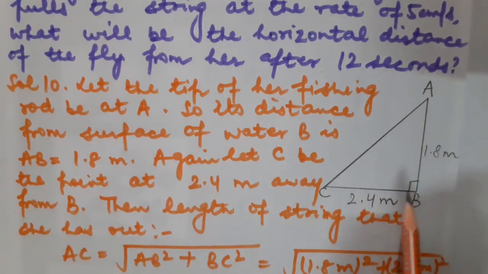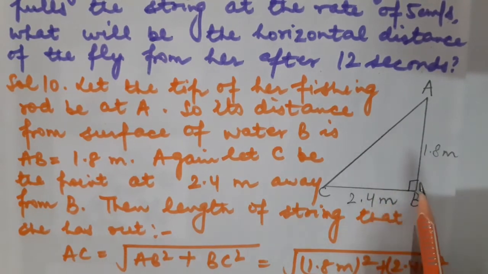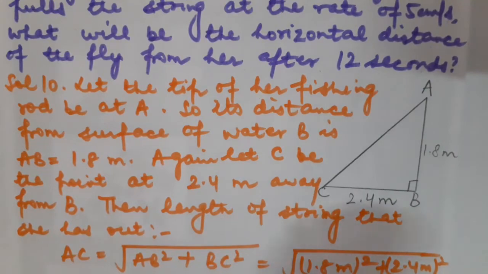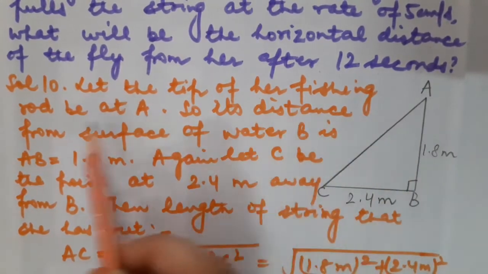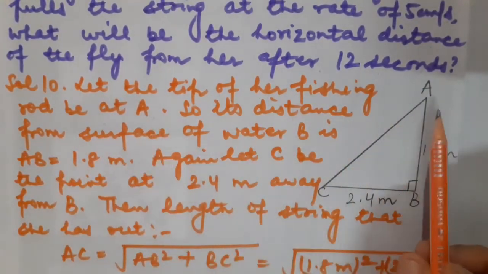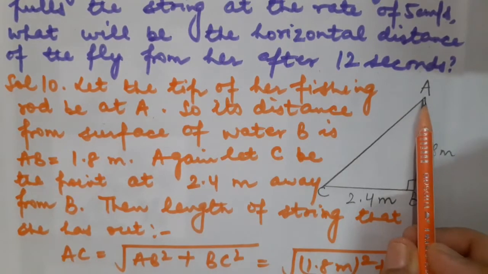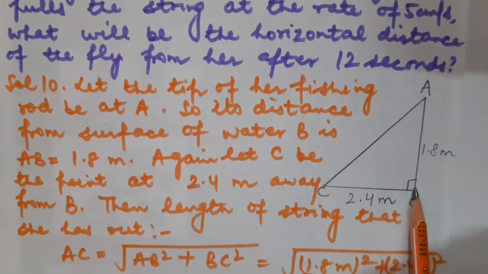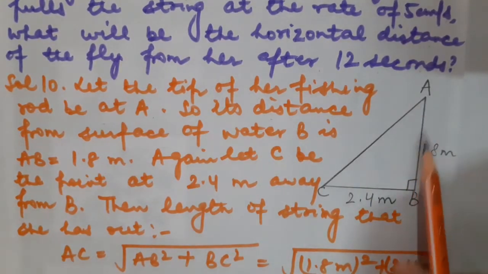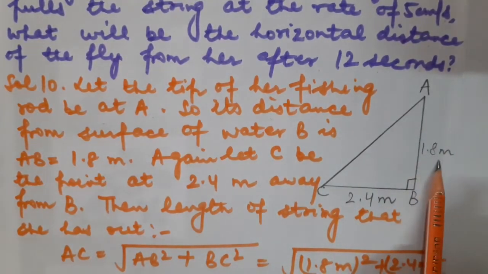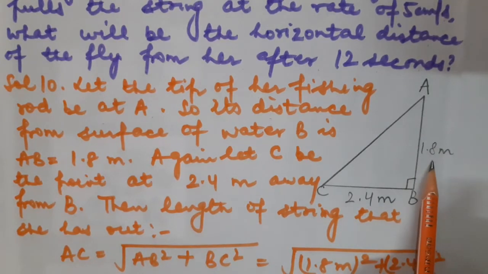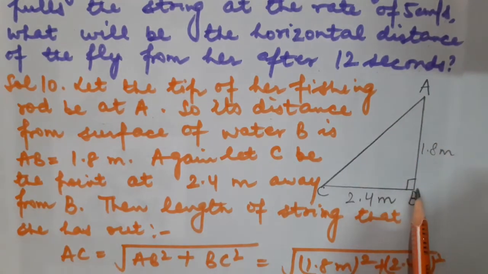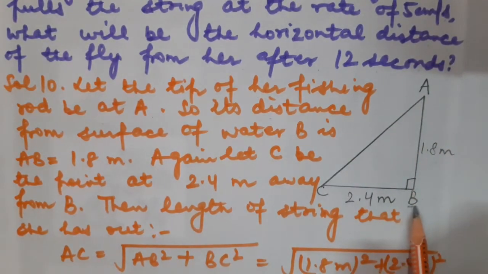Beta, basically to make you understand this question, I have drawn two diagrams. First one, so that you can understand what is the length of the string actually. So let us start its solution, then you will better understand. Let the tip of her fishing rod be at point A. This is the tip, the top part. Its distance from the surface of the water, which is B, is given. AB is equal to 1.8 meter. It is given.